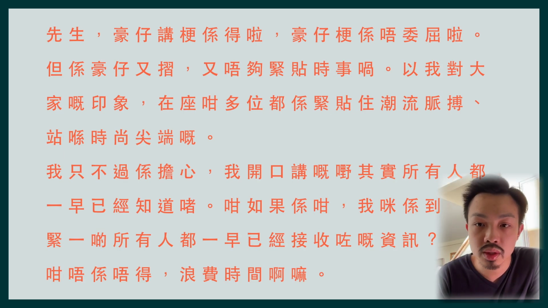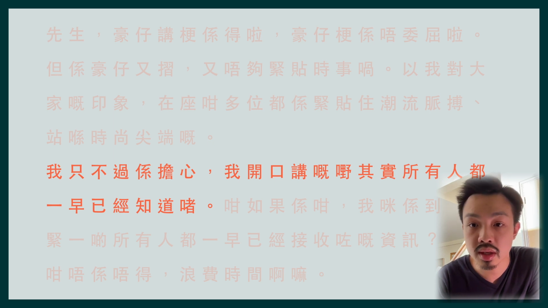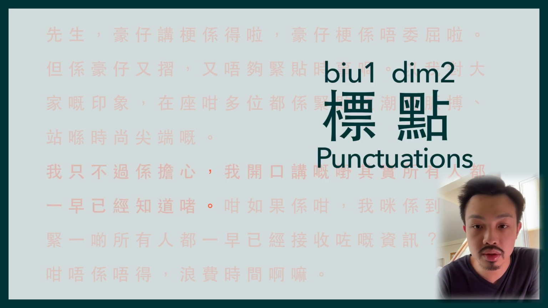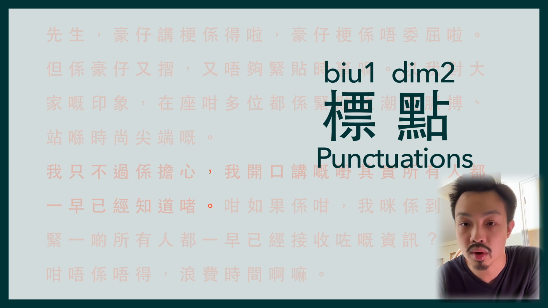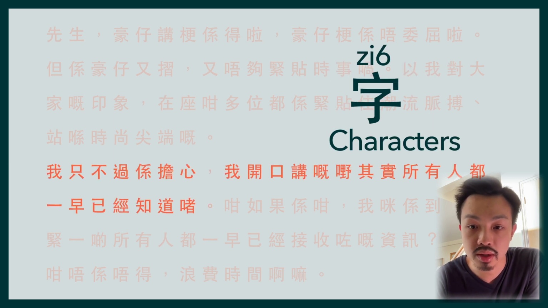Now let's zoom into one of the sentences here. You can see that sentences consist of two components. The first component is punctuations, 標點. Punctuations in Chinese work pretty much the same as those in other languages and are fairly straightforward. So I'm not going to talk much about that in this video. The second component, or the major part, are the characters, 字.